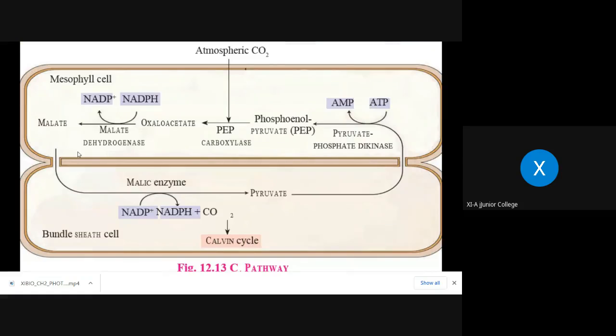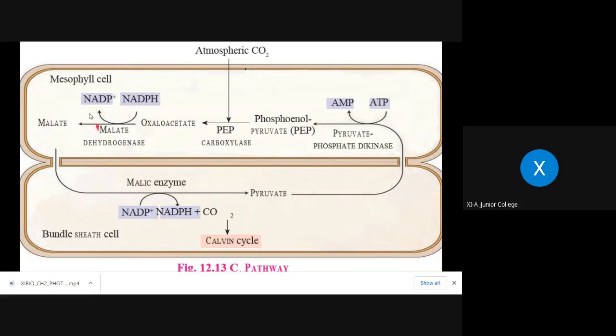It is shown that atmospheric CO2 enters the, which cells are these? Mesophyll cells. Because when it enters through the stomata, the cells present first are all mesophyll cells. Then in the mesophyll cell, PEP, phosphoenol pyruvate, in the presence of the carboxylase enzyme, gets converted first into oxaloacetate, or oxaloacetic acid, then it gets reduced to malate using NADPH. NADP is produced, so that is the dehydrogenation that takes place.